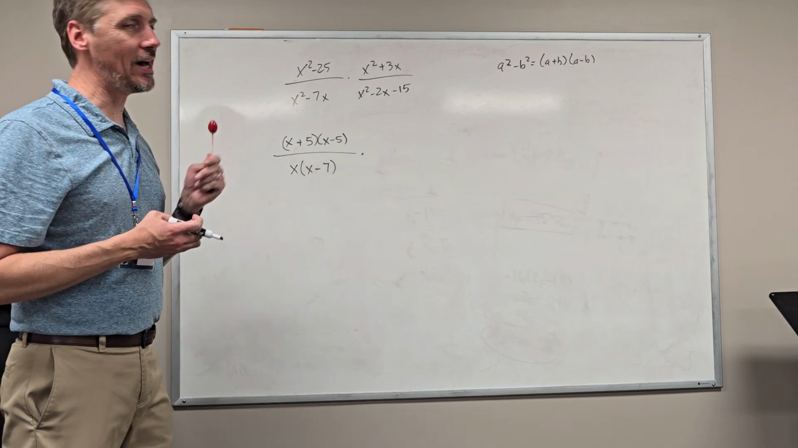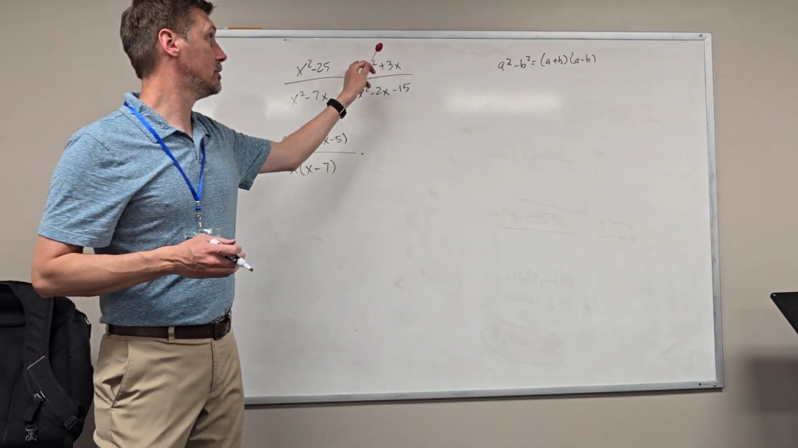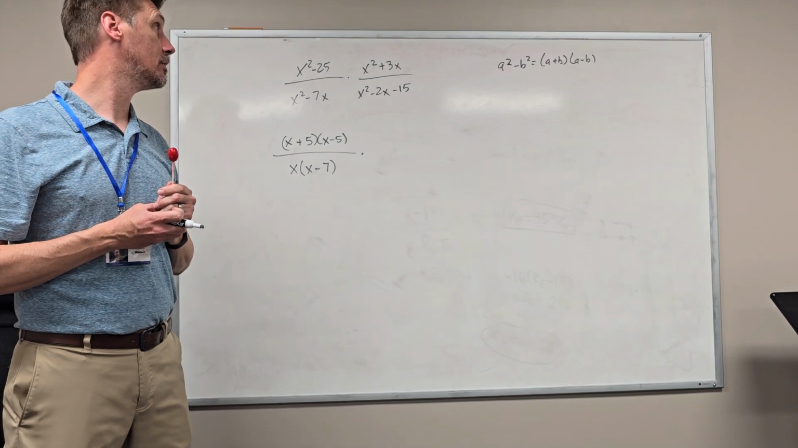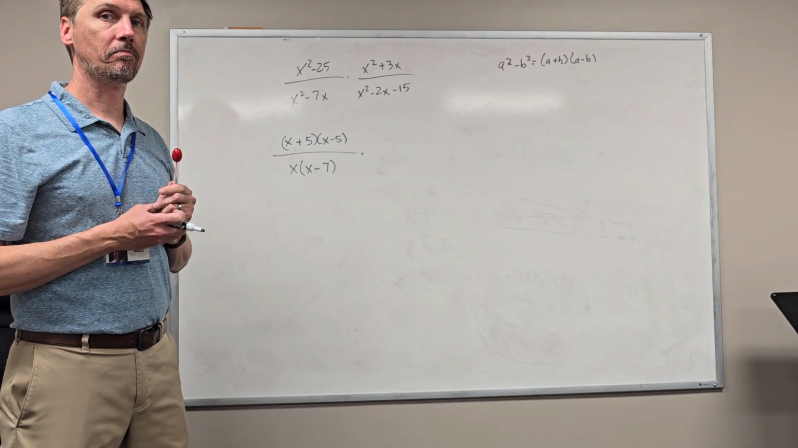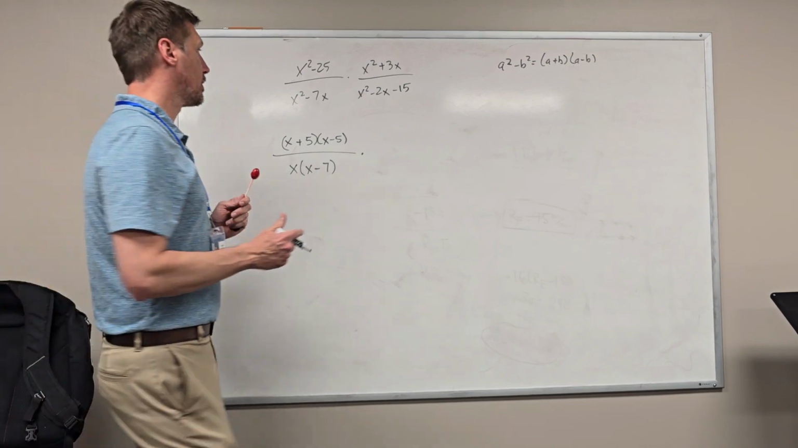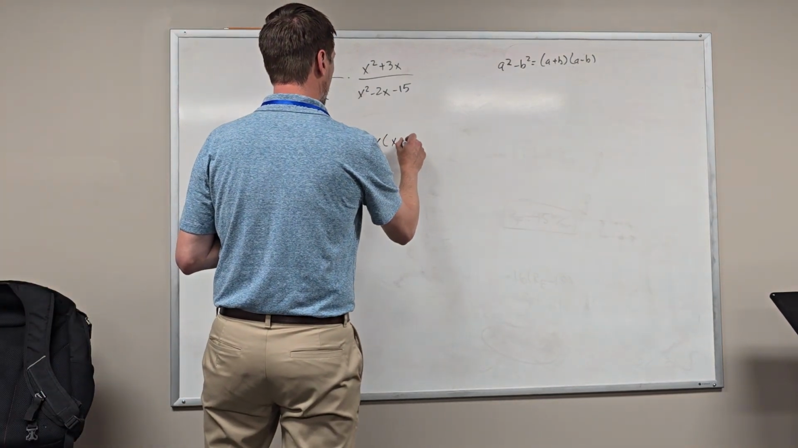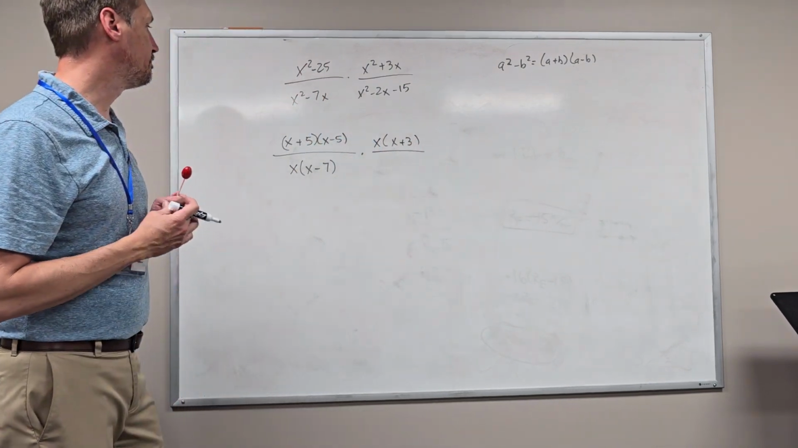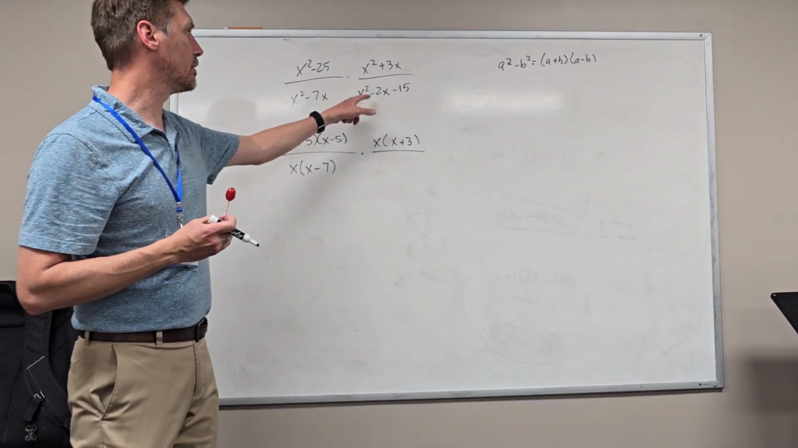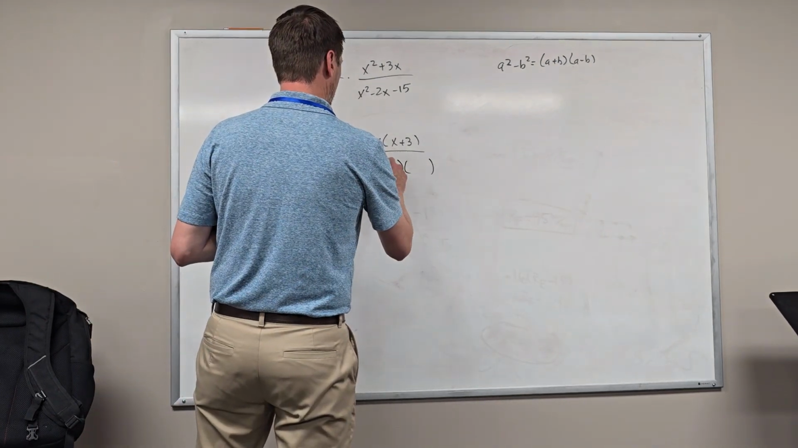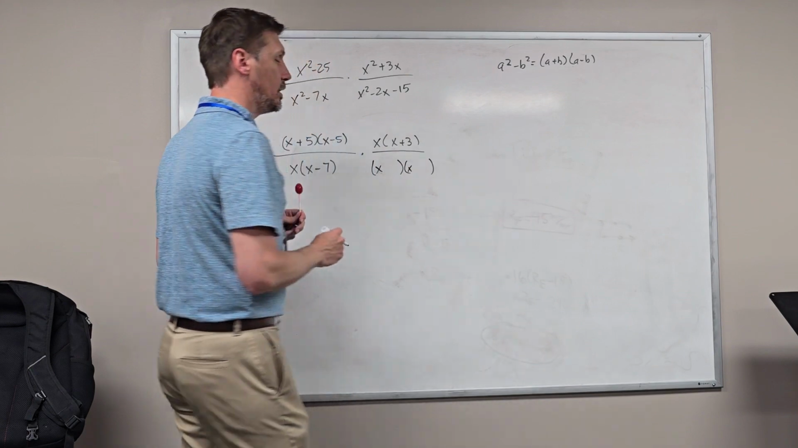So what do we want to factor out of this guy? What can we factor out of that guy? X. Another x. X parentheses x plus 3. X plus 3, good. All right, excellent. And then over here, we can actually factor this guy into x.